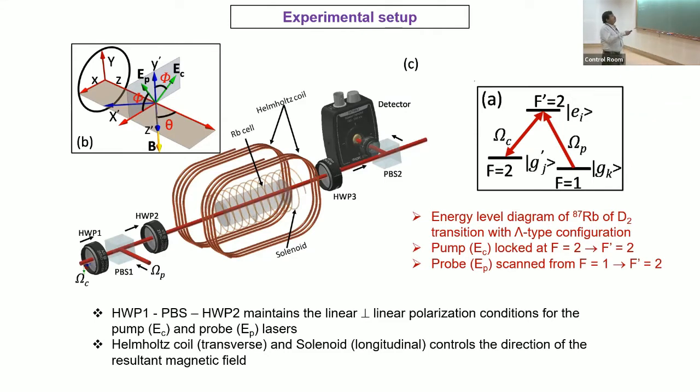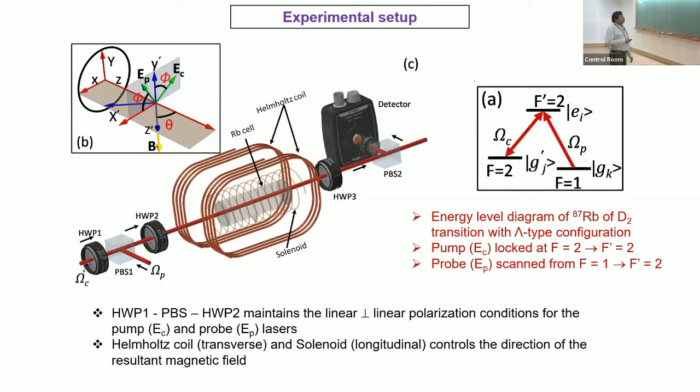This is the rotated coordinate system that I have shown before. We do that in two ways. First of all, how to make the EIT. This is the energy level diagram of the 87 rubidium D2 transition, which is in lambda configuration. The pump laser is locked from F=2 to F'=2, and the probe laser is scanned from F=1 to F'=2. This is the excited state, and these are the two ground states. This is the way that we form the lambda EIT system.